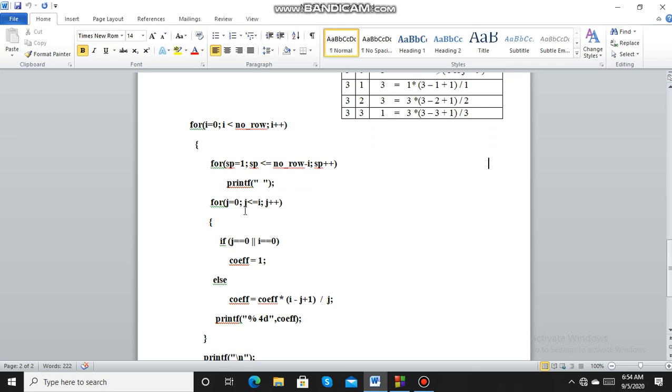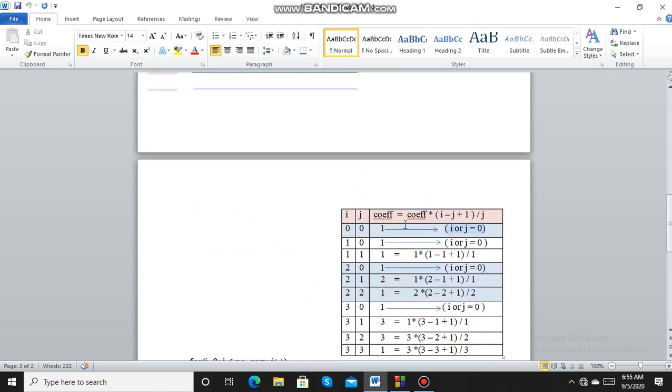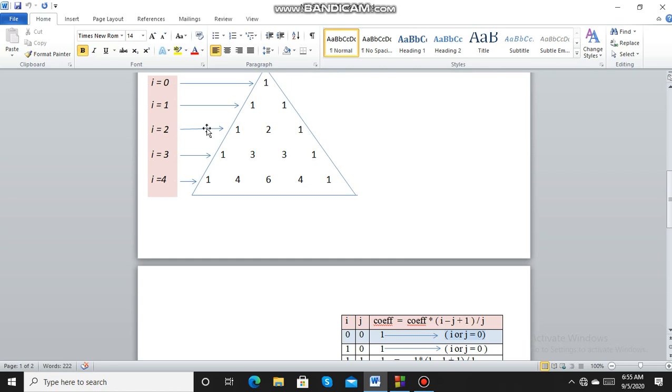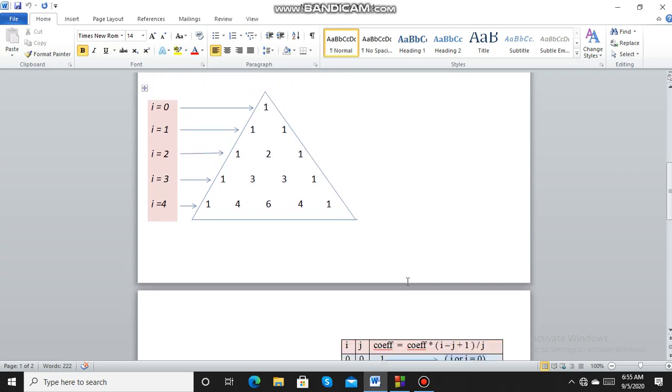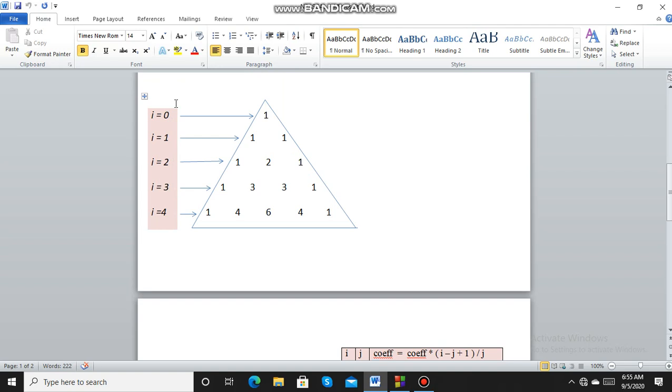Then the value of i becomes 2. When the value of i becomes 2, the space runs from 1 to rows minus i, that is 5 minus 2, which is 3, so 3 spaces will be printed for the next row. That is for the third row, 0, 1 and 2, since it starts from 0. So 3 spaces are printed here.